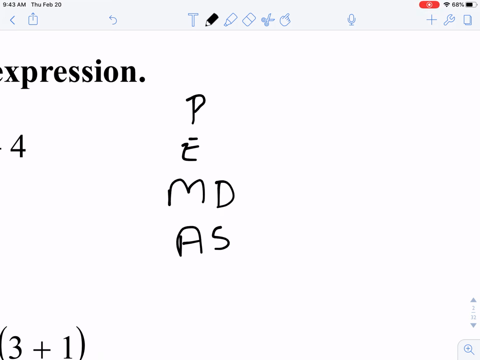So the P stands for parentheses, the E stands for exponents, M stands for multiplication, D stands for division, A stands for addition, S stands for subtraction. Again, multiplication and division are equal to each other. You do whichever one comes first from left to right. Addition and subtraction are equal to each other. You do whichever one comes first from left to right.